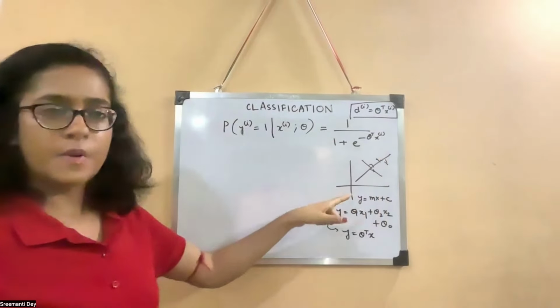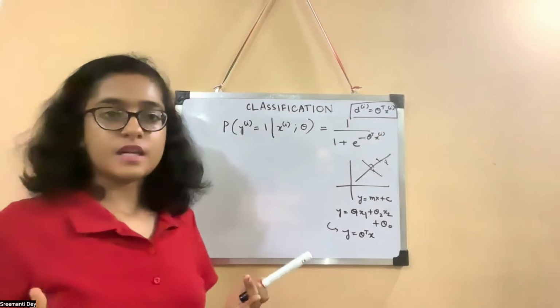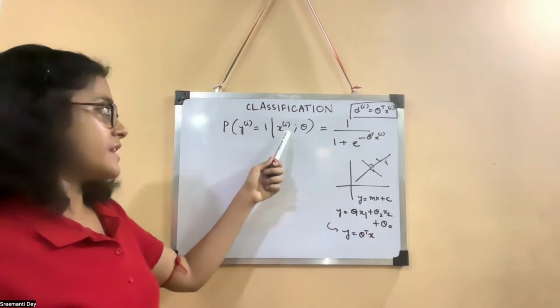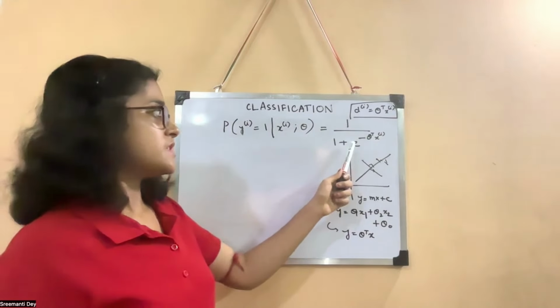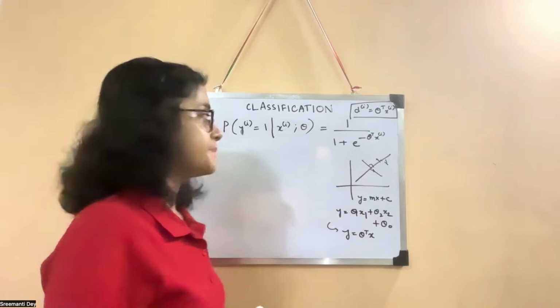We don't want to get into this perpendicular thing, so we are just going to take theta transpose xi, which is kind of like removing all the constants yi. So the probability of yi equal 1 given xi parameterized by theta is 1 by 1 plus e to the power minus theta transpose xi, which is our distance, positive distance.